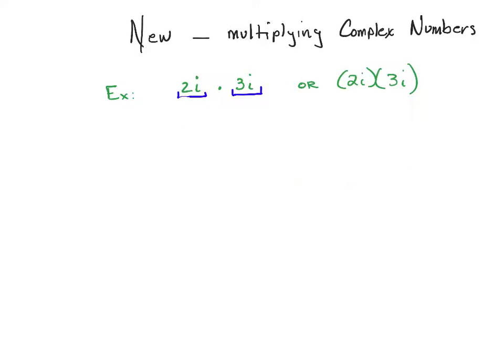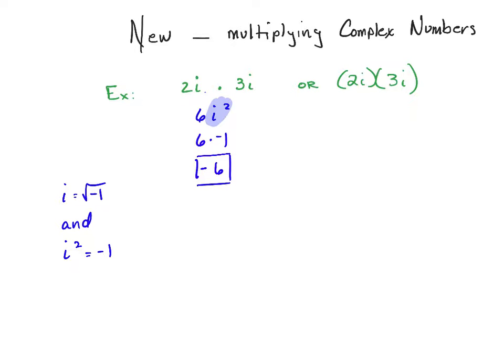We do the 2 times 3, which gives us the 6, and the i times i gives us i squared. But this is where that second part of the definition of the imaginary i comes into play. Remember, i equals square root of negative 1, but also i squared is equal to negative 1. And that means we can do a direct substitution right here. i squared, well, that's the same thing as negative 1, so this becomes 6 times negative 1. It becomes a negative 6.